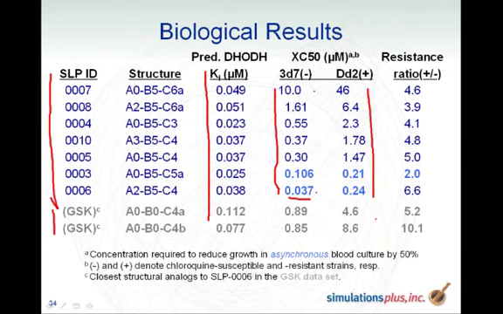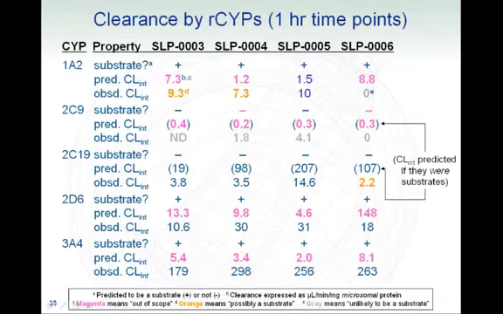We also had these compounds tested for clearance by recombinant CYPs. So here are the 5 CYPs we had them tested in. Then our models predicted if they were substrates for these various cytochrome P450s. And as you can see, we have the observed and the predicted clearances for each one of the compounds.